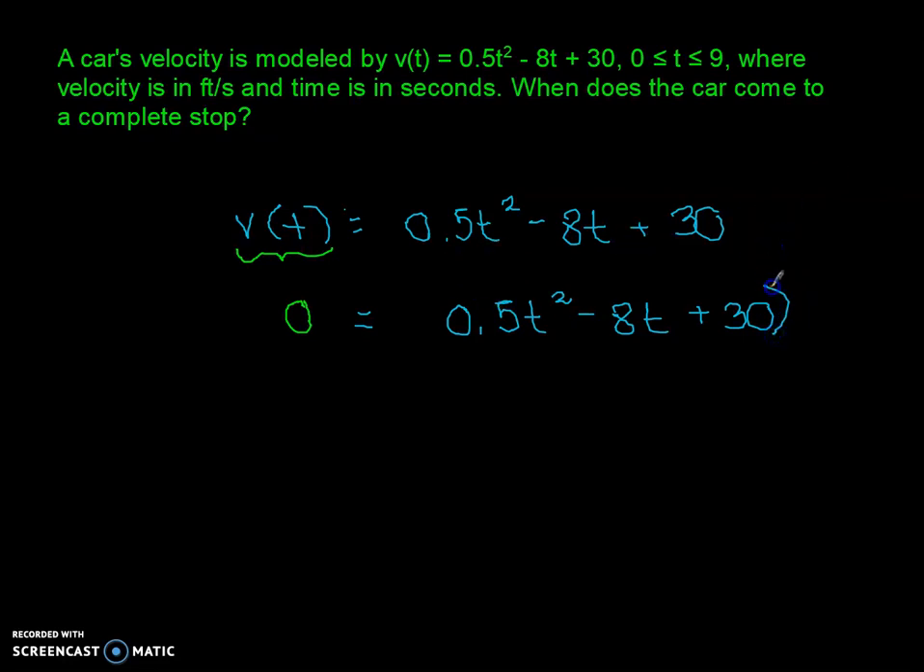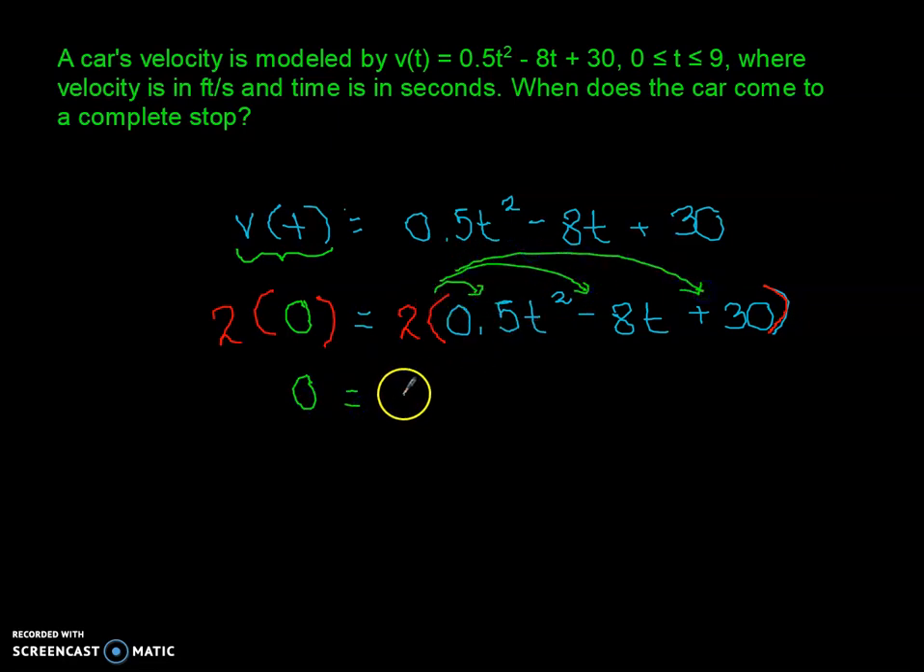If I multiply everything by 2, I'm only doing that to get rid of that 0.5, but I have to keep everything balanced. So whatever I do to one side, I also do to the other. 0 will equal, and if I distribute, half of 2 would give me 1, so that's t squared minus 16t plus 60. So keep in mind, you can make the equation work for you however you want. Just make sure that everything is balanced when you do it.